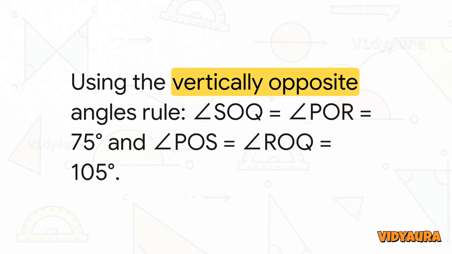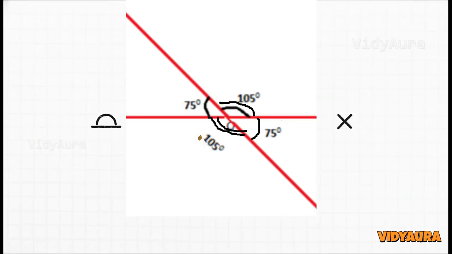See? No more hard calculations needed. And there you have it. All 4 angles are calculated. We got 75, 105, 75, and 105. And we did it all using just those 2 simple rules working together. See how they connect? Fantastic job!